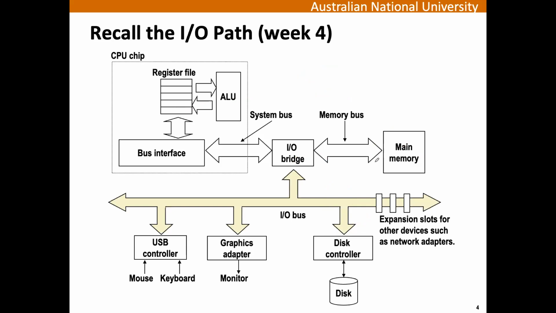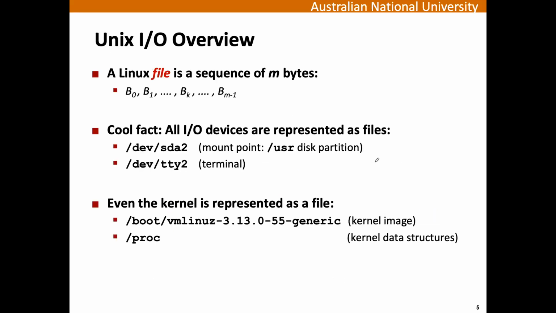So this is what we are going to study, the programming interface. So you, as programmers writing user level programs, can perform input output or can access IO devices. How to write programs to request IO services from the kernel, right? So Unix IO, or IO in Unix-like systems, we are going to study that today.